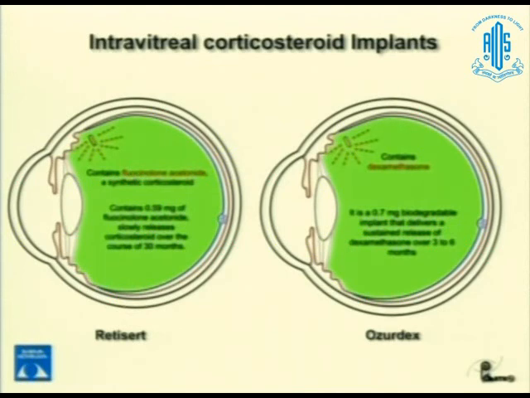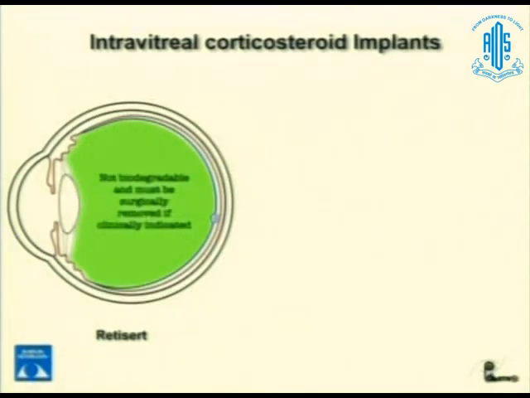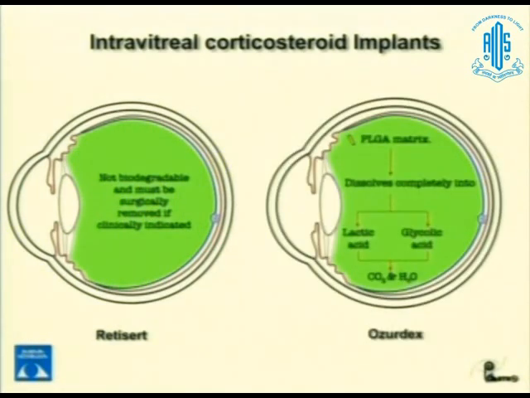The differentiating features between the fluocinolone acetonide implant and this Ozurdex implant are the drug basically, and most important, the biodegradability. Suppose after Retisert application the pressure has become very high. Sometimes when clinically indicated, it must be surgically removed. It's not biodegradable. But the Ozurdex implant is biodegradable. There is a PLGA matrix which dissolves completely into lactic acid and glycolic acid, and ultimately it dissociates into carbon dioxide and water, which can be easily eliminated by the ocular tissue.